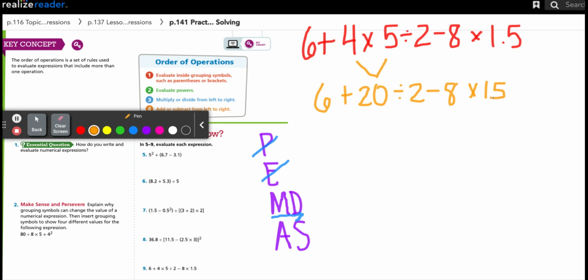So I did some multiplication, but we have more multiplication and division. So again, here's the key part, multiplication or division from left to right. I have division and I have multiplication. Even though PEMDAS has multiplication and then division, that's the key part, is how I say from left to right. So I read from left to right. I'm going to be doing my 20 divided by 2 first.